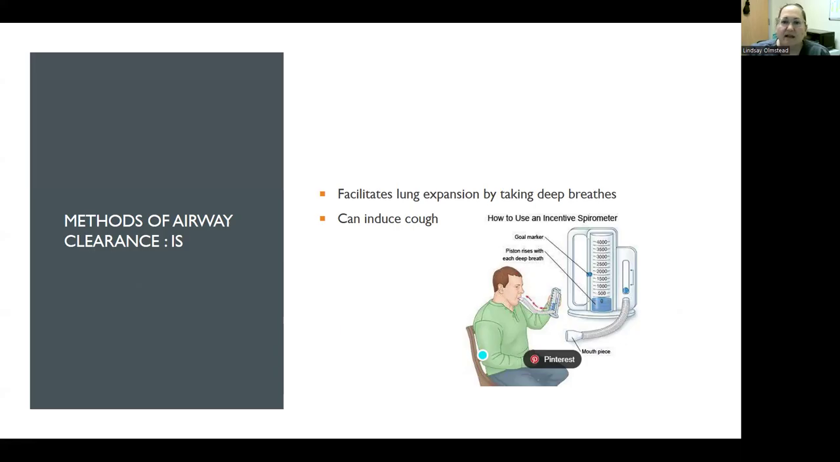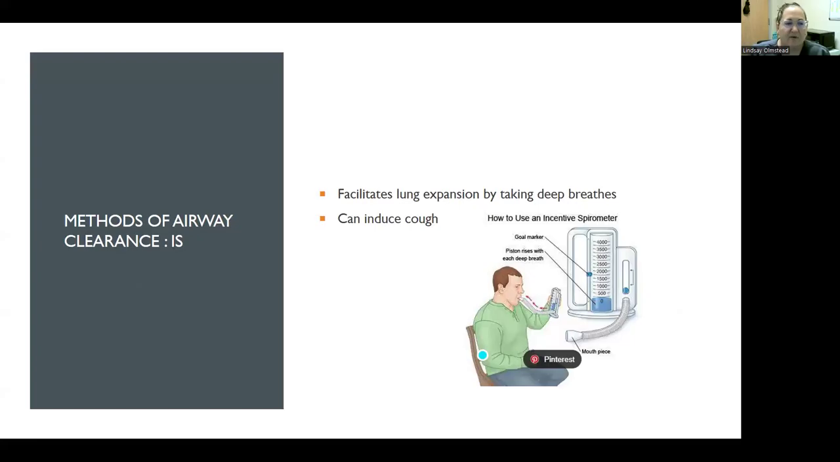So it helps prevent lung infections by expanding your lungs, strengthening your lungs, keeping your lungs inflated, clearing mucus. You may have low oxygen levels after surgery or serious illness, and an IS can help you achieve normal oxygen levels. So it's really improving lung ventilation.